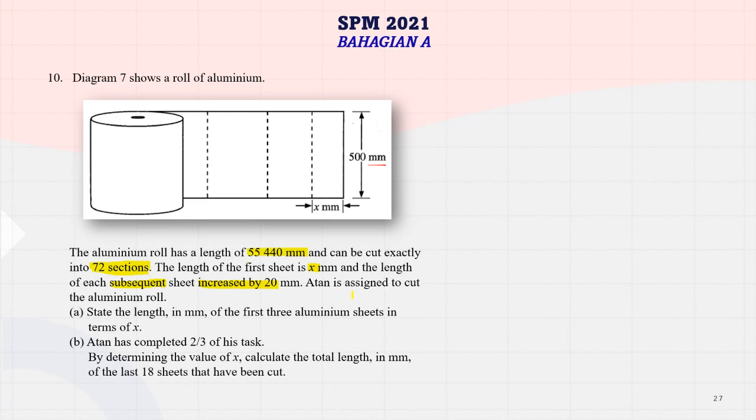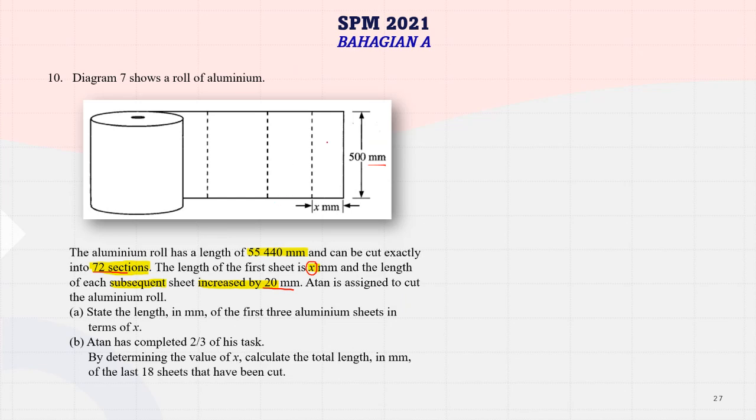The keyword here is that a time is assigned to cut the aluminium roll. We understand that the roll has a length of 55,440 and will be cut into unequal lengths, but altogether we will have 72 sections, or sheets, of aluminium. The first sheet is cut at x. The second one increases by 20, which means the second will be longer than the first one.